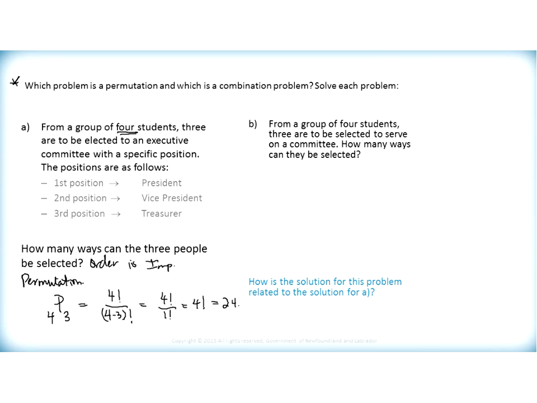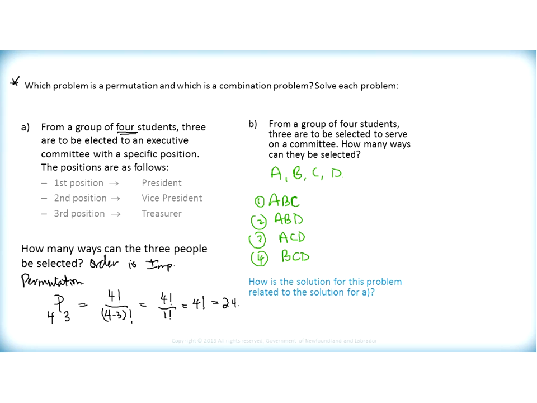So let's actually do it by identifying the 4 people as A, B, C, and D. How many ways can I choose 3 people of that 4? Well, I can choose A, B, C. That's one way. I can choose A, B, D. I can choose A, C, D. I can choose B, C, D. That's 4. And I think that's it. That's the only possible combinations of choosing 3 letters out of those 4.